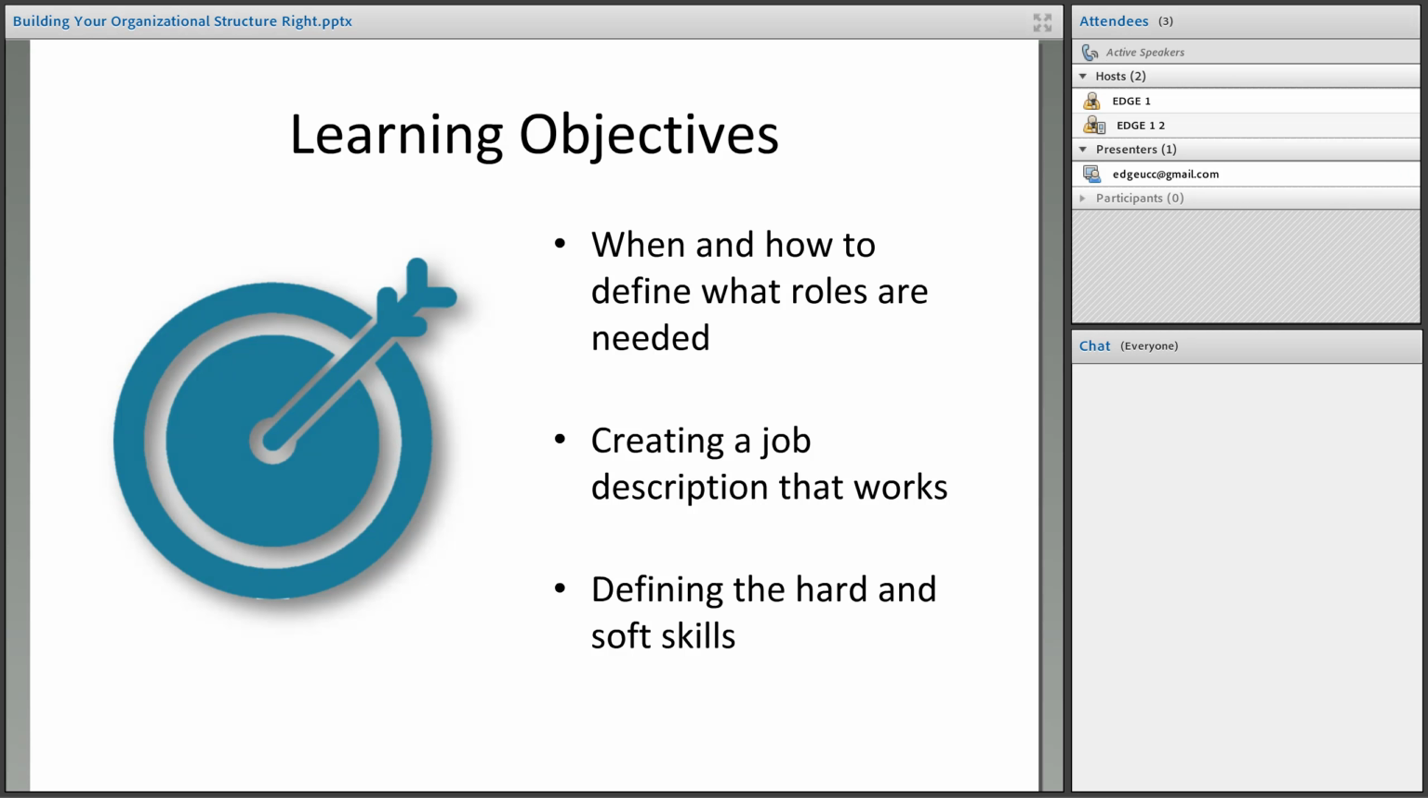And then the third one is defining the hard and soft skills. This is when we've defined what the role is, we've identified a job description. So now what we need to do is take apart that job description and look at the hard and soft skills. And we're going to talk about what we mean by that when we get to that particular part.